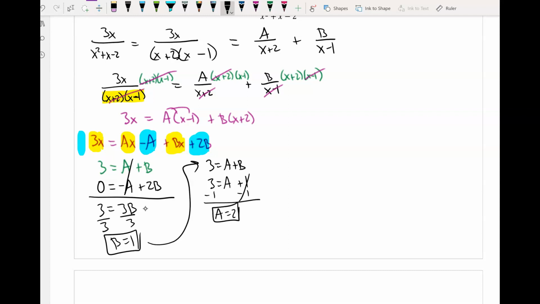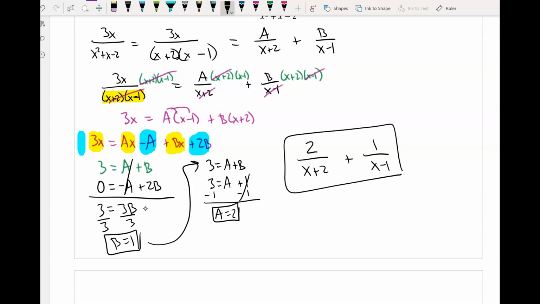So that means that my answer, if I plug that in, is 2 over x plus 2 plus 1 over x minus 1. So that means if I were to combine these two, I'm going to end up with 3x over x squared plus x minus 2. All right.